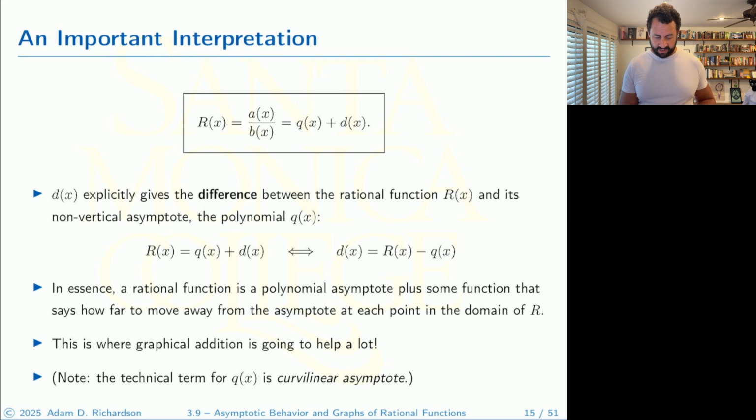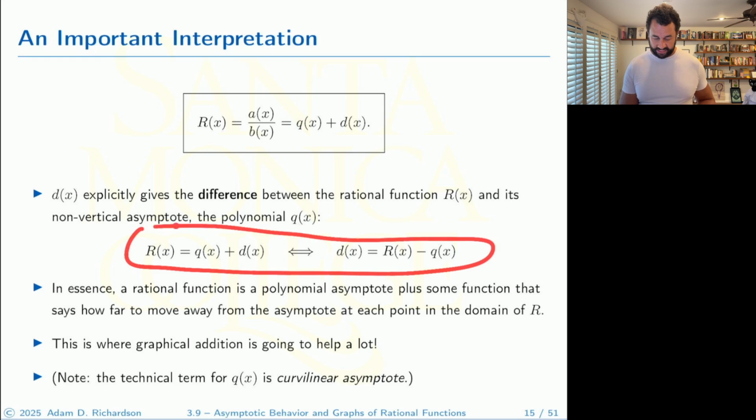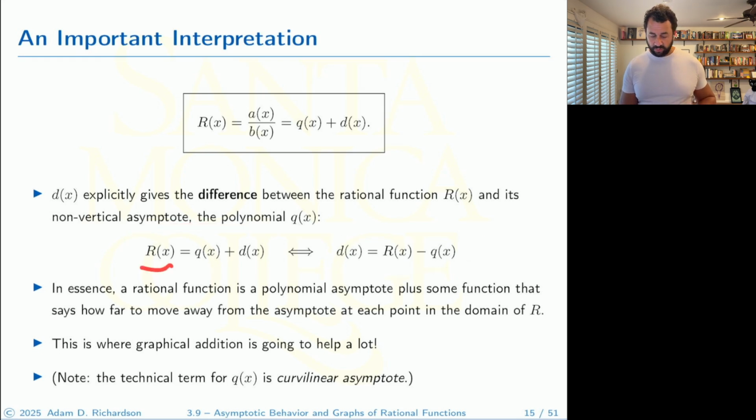So quite literally, d of x is going to give you the difference between the rational function itself and the non-vertical asymptote, that polynomial q of x. And here's me just showing that that is actually the case. So we can write r of x as the quotient plus this d of x, right? Well, what is d of x equal to? If you solve this, you get r of x minus q of x. So intuitively and geometrically, this is literally the difference between the rational function and its quotient. That's it, the rational function and its quotient, which is a polynomial.